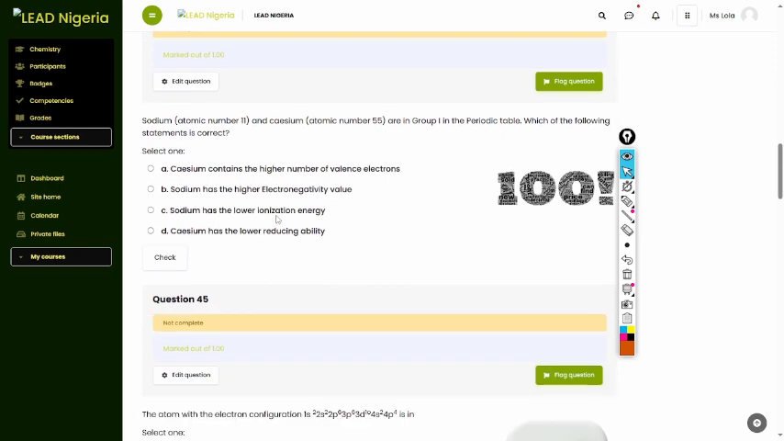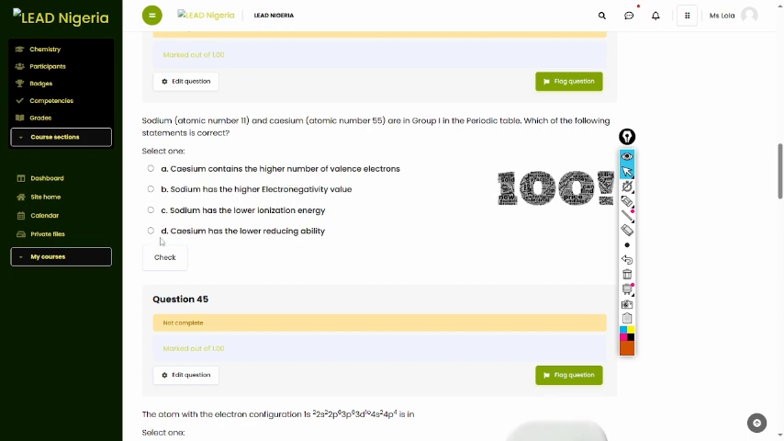Okay. Sodium with an atomic number of 11 and cesium with an atomic number of 55 are in group 1 of the periodic table. Which of the following statements is correct? Okay, so group 1 elements have 1 electron in the outermost shell, or 1 valence electron. So let's see, cesium combines with higher number of valence electrons. This is not true because they both have the same valence electron. So when sodium and cesium combine, they combine with 1 valence electron.